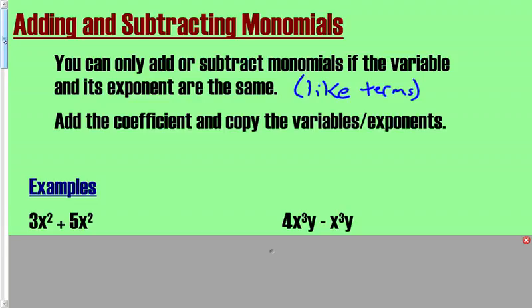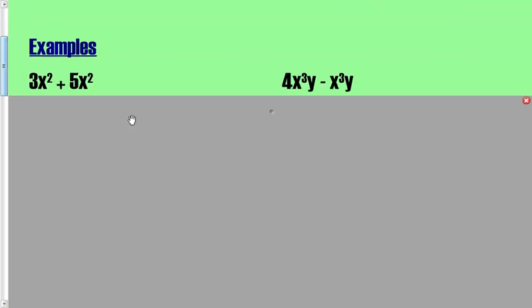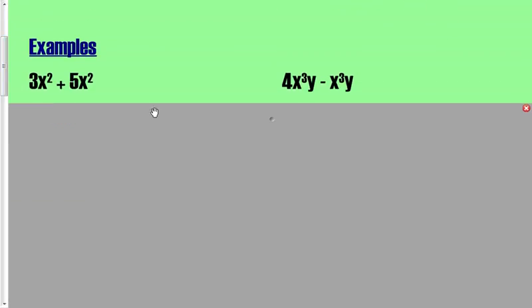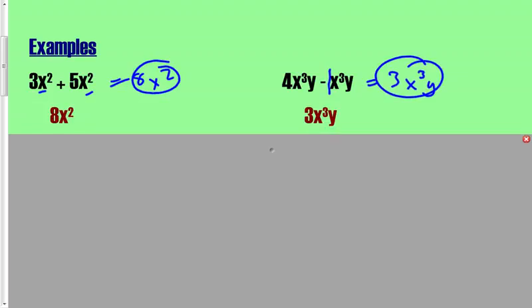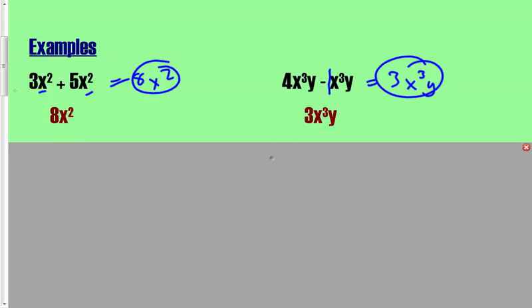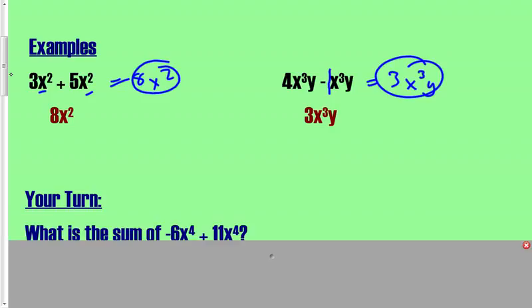So here's what I'm talking about. 3x squared plus 5x squared. They're like terms because they both have x squared, and that makes a total of 8x squared. Just combining like terms. The second one, we have 4x cubed y minus x cubed y. So there's no number, you can put a 1 in front of it. That would make a total of 3x cubed y. So it's a way of simplifying things, combining like terms, adding monomials.